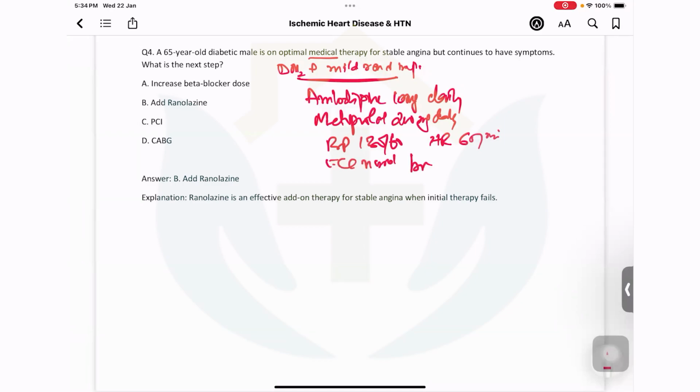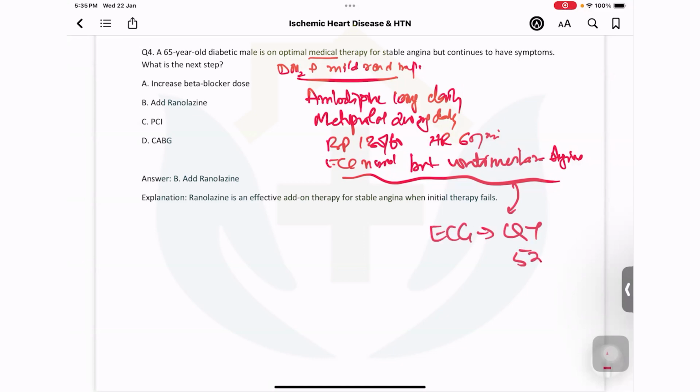But patient continues to have angina. So this is how they will just mold this question. So what is the next best step? So the answer will again be ranolazine. Now I say that the ECG shows QT interval of 520 ms.